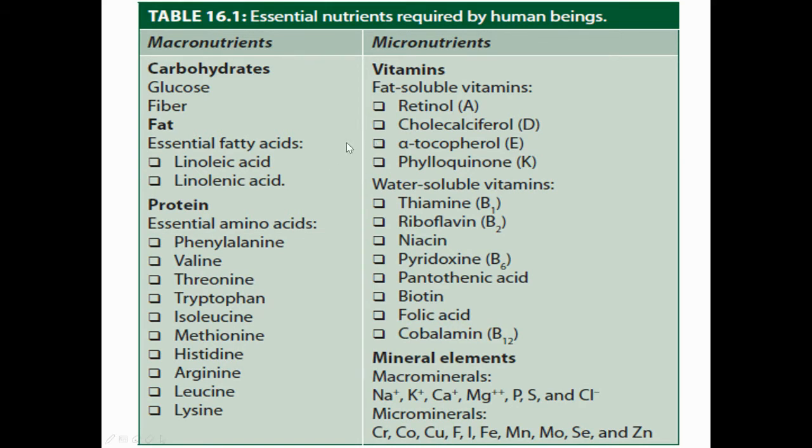Then look into the micronutrients, which include vitamins and minerals. We have classified vitamins into two types: fat soluble vitamins and water soluble vitamins. And finally, minerals have been classified into two types: macro minerals and micro minerals. Clear, right? Shall we proceed?